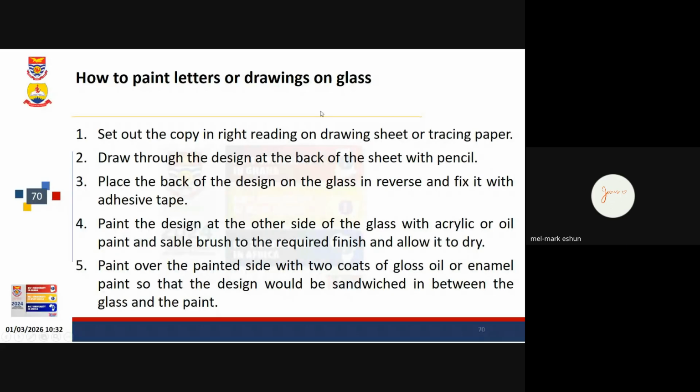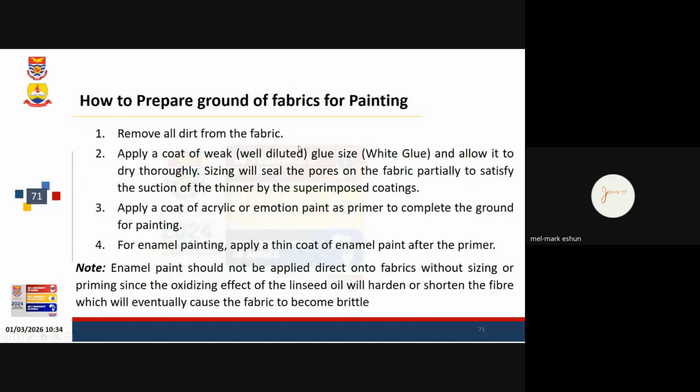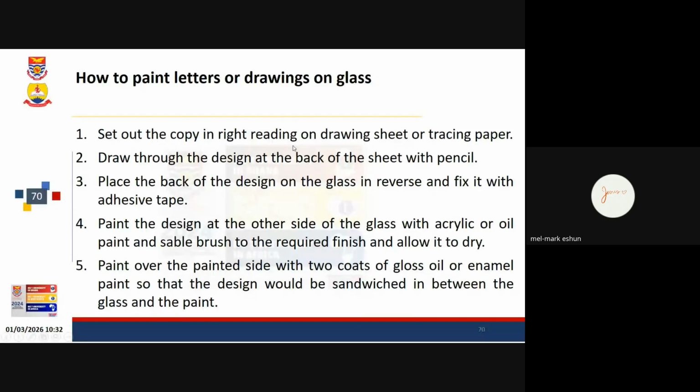4, paint the design at the other side of the glass with acrylic or oil paint and sable brush to the required finish and allow it to dry. Number 5, paint over the painted side with 2 coats of gloss oil or enamel paint so that the design will be sandwiched in between the glass and the paint.